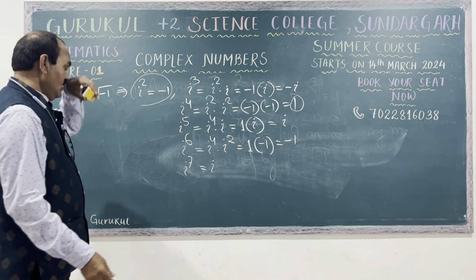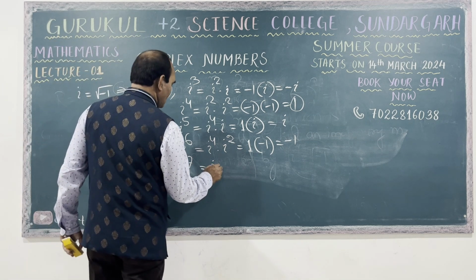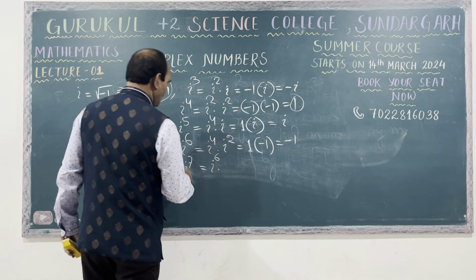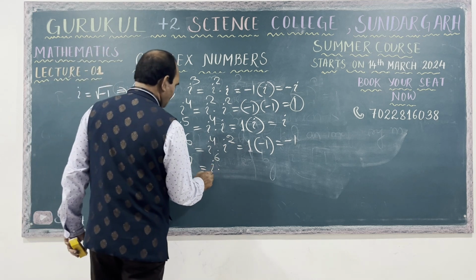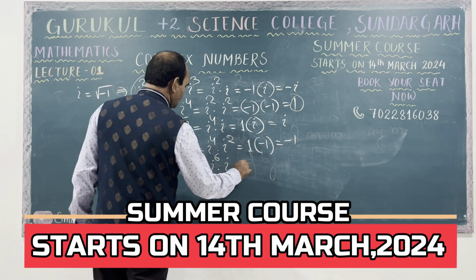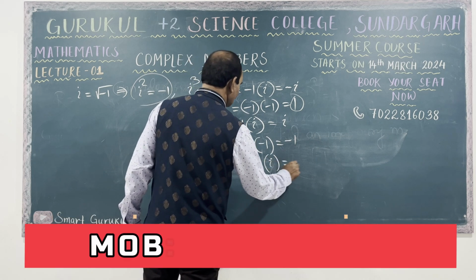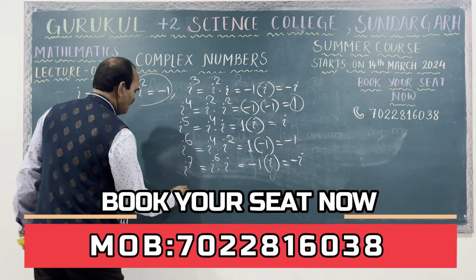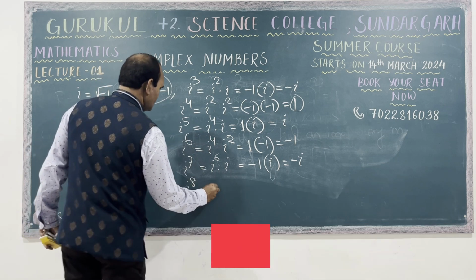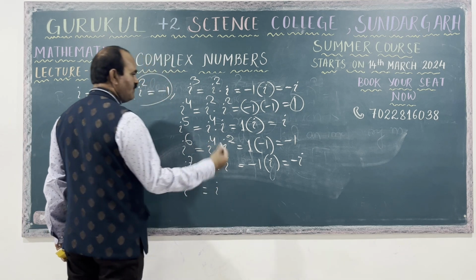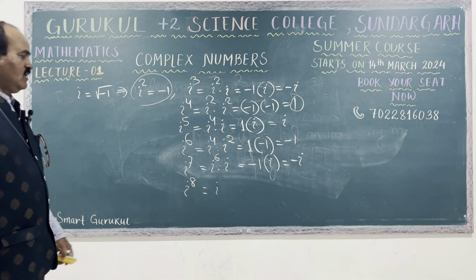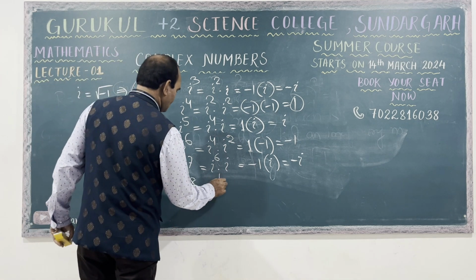I power 7 you may write as I power 6 into I, or I power 4 into I cube, or I power 5 into I square. I am writing I power 6 into I, where I power 6 is -1, so it equals -I. I power 8 equals I power 4 into I power 4, or I power 6 into I square.